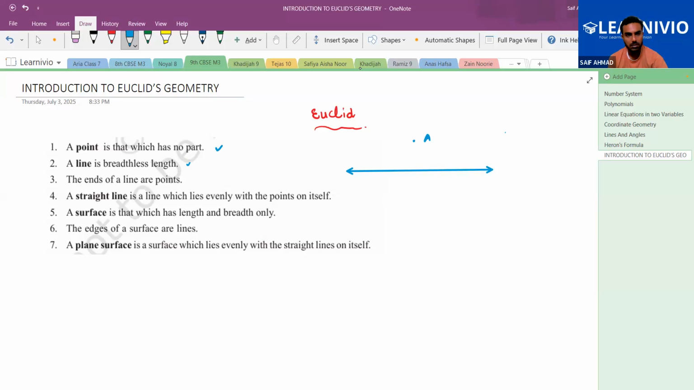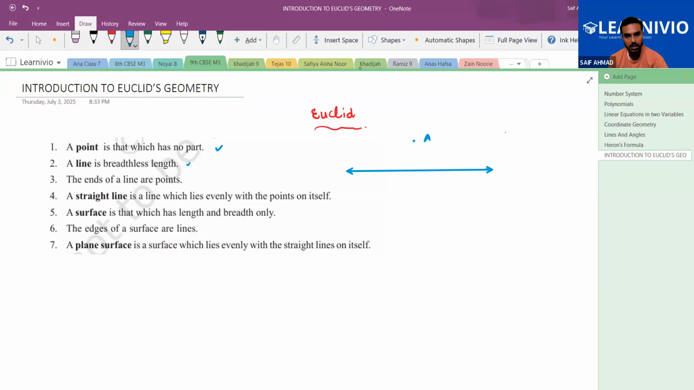Definition number three: the ends of a line are points. Sir, it's a line segment. No, the ends of a line are points. It is not asking about the ending point, it is asking only about the point. How is a line formed? A line is formed from points. So what is the ending point? The ending points of a line are points of the line.